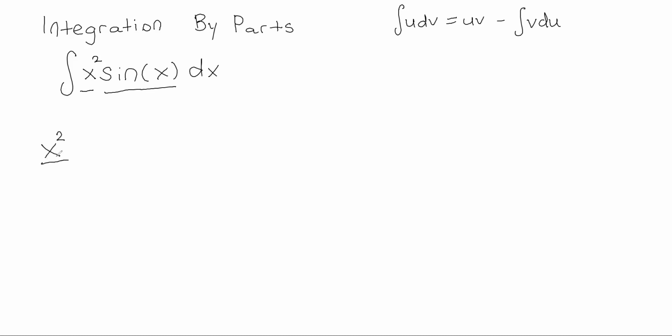So if we take the derivative of x squared, we get 2x. If we take the derivative of 2x, we get 2. If we take the derivative of 2, we just get 0, basically the absence of value.